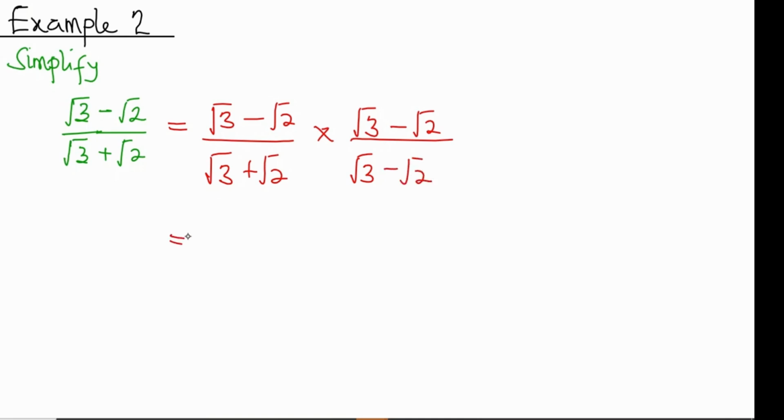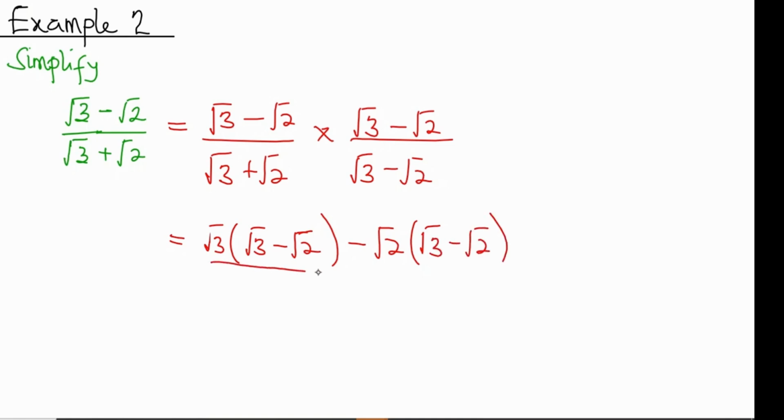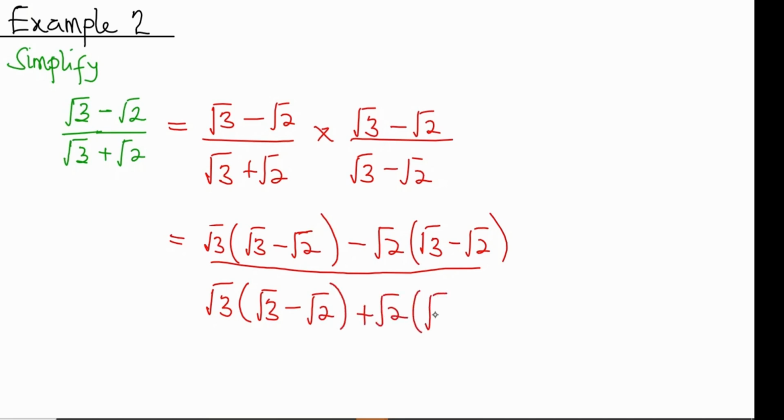Once this is done, the next step is to multiply. So we multiply square root of 3 by square root of 3 minus square root of 2, and we have minus square root of 2 multiplied by square root of 3 minus square root of 2, all divided by the square root of 3 multiplied by the square root of 3 minus the square root of 2, and we have plus square root of 2 multiplied by the square root of 3 minus the square root of 2.